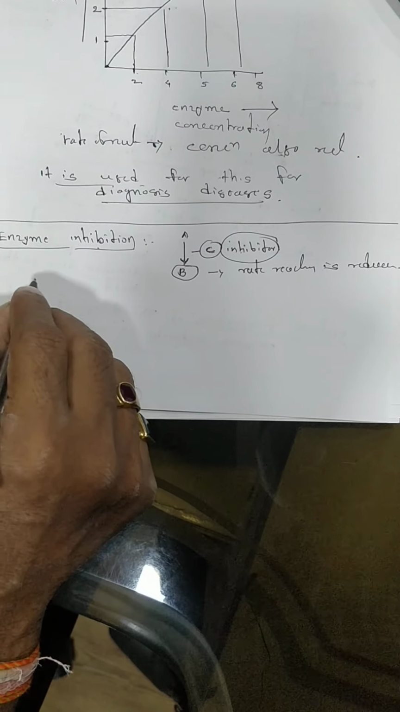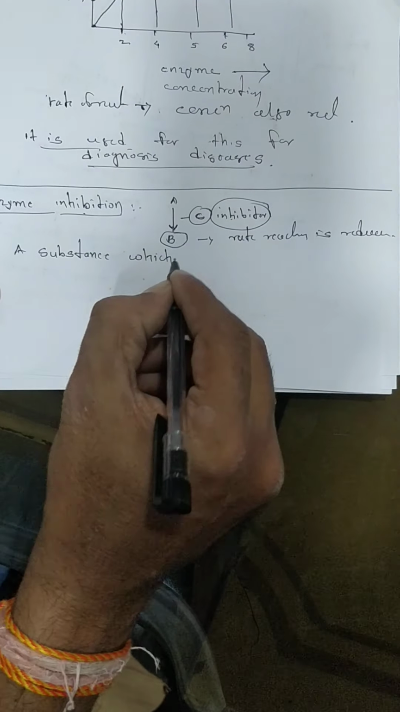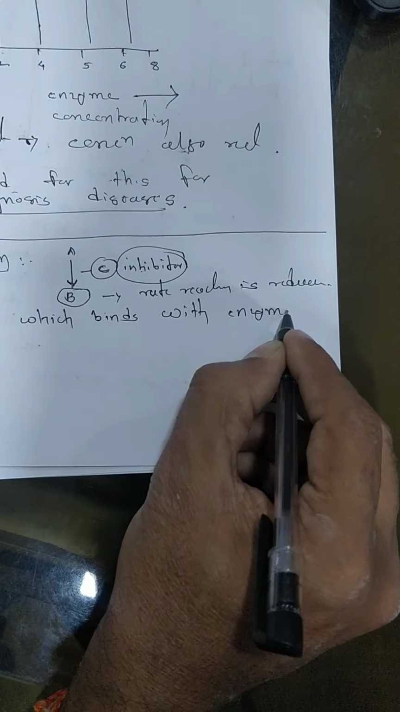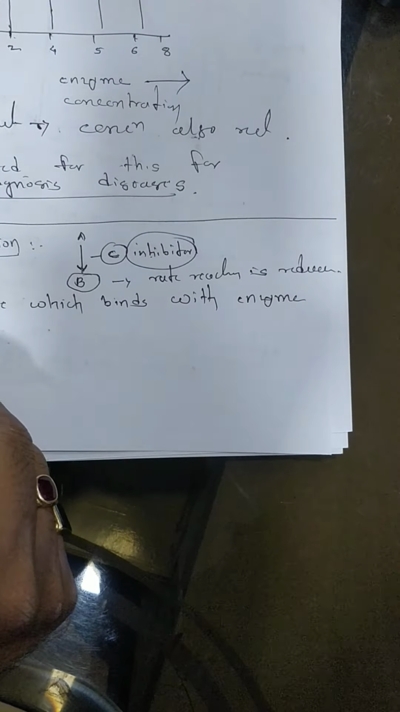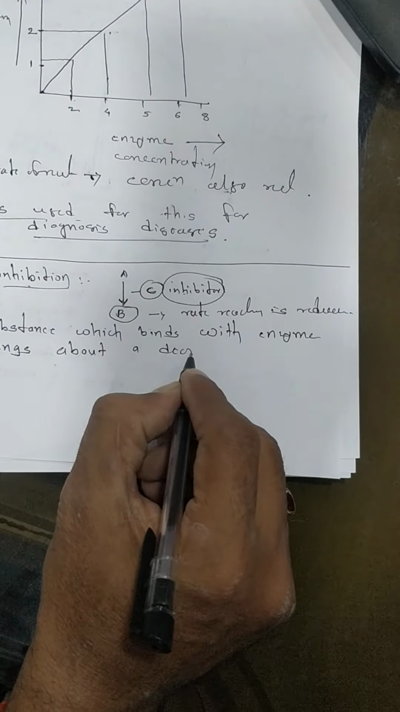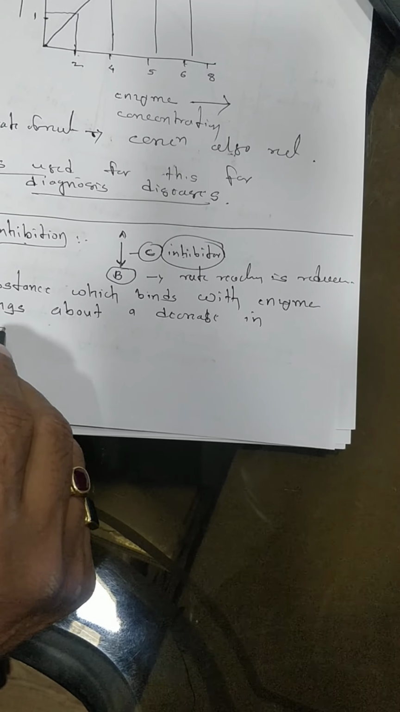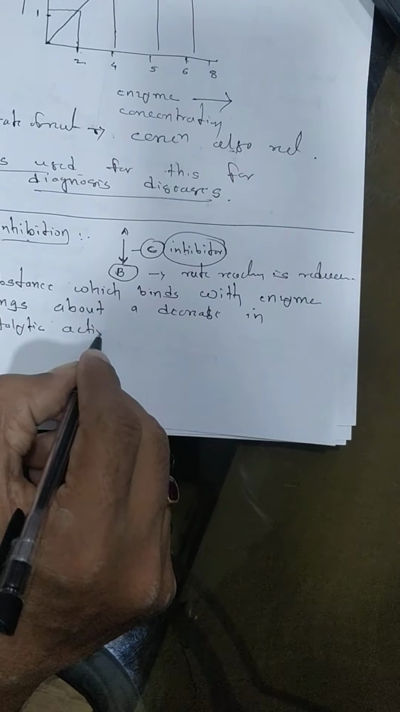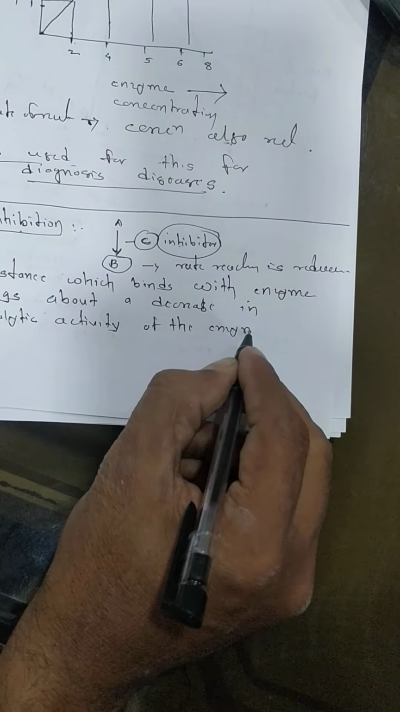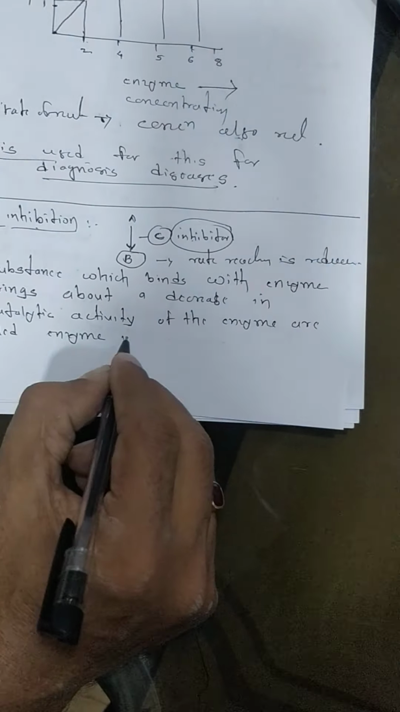Now what is inhibition? A substance which binds with the enzyme and brings about a decrease in the catalytic activity of the enzyme is called enzyme inhibition.